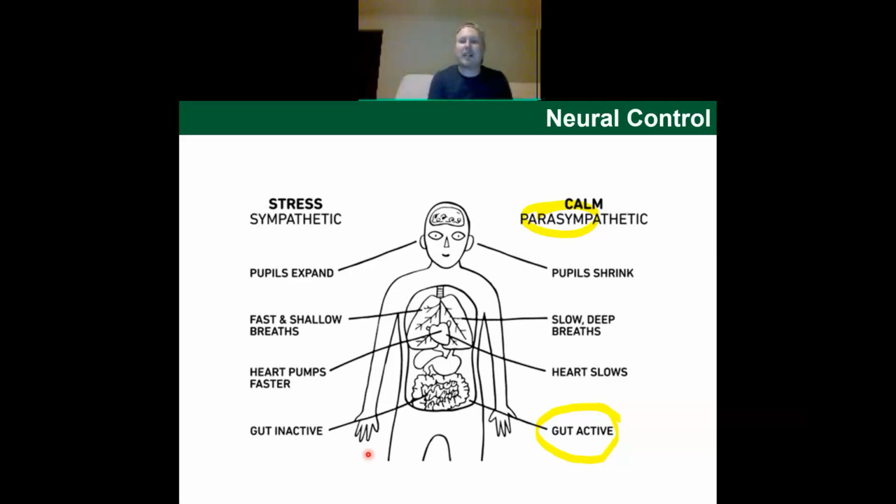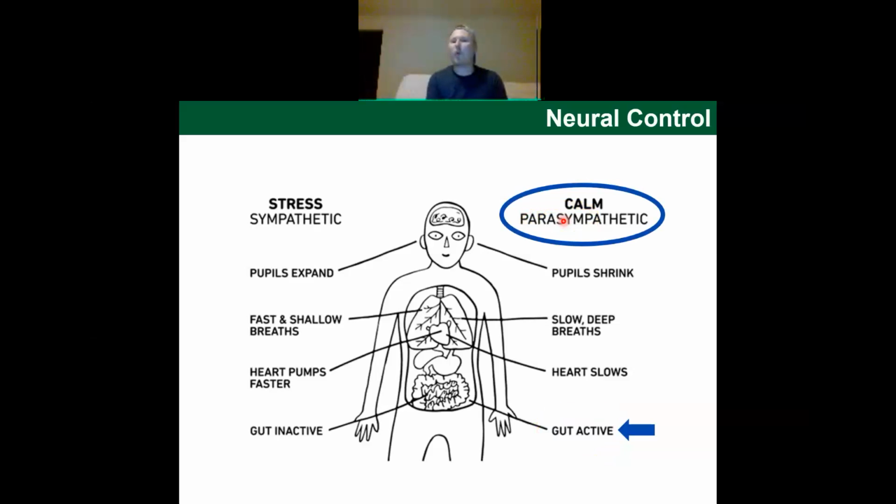So remember that it's the parasympathetic branch of the autonomic nervous system that's active when we're doing digest. So just kind of a quick reminder. Other systems that would be very active when the parasympathetic nervous system is activated, your urinary system as well.